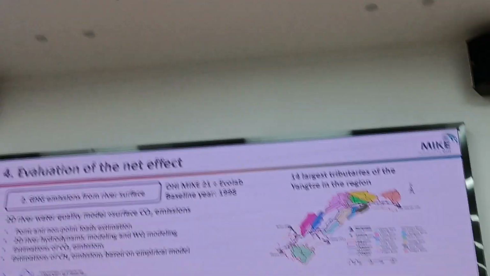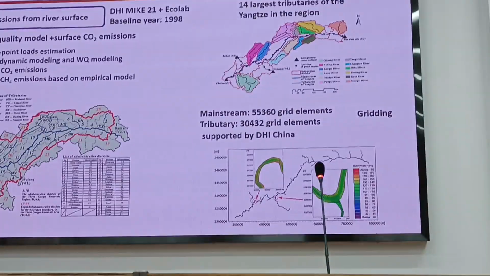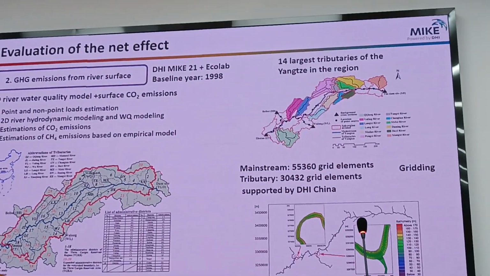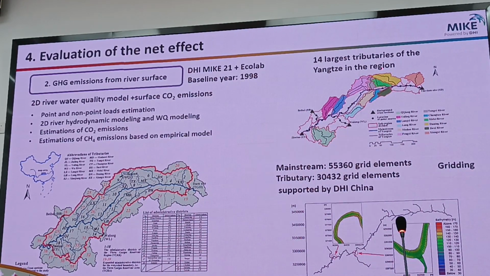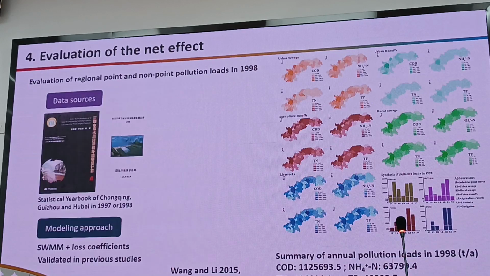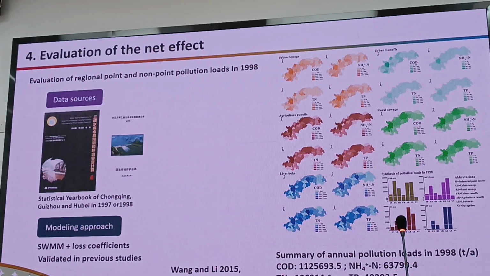And for hydrodynamic modeling, in the mainstream and the tributaries we make a lot of gauging data and we evaluate the 14 large tributaries of the Yangtze irrigation. So I'm going to skip this a little bit quick. And also you have to evaluate the unrelated anthropogenic sources. And we evaluate the regional point and non-point pollution in 1998.